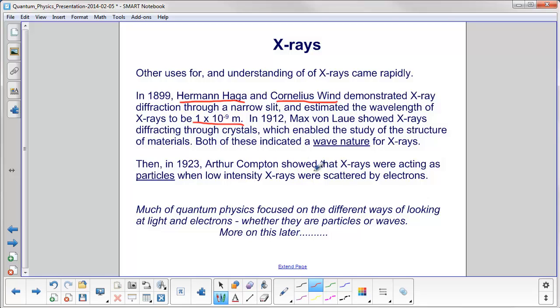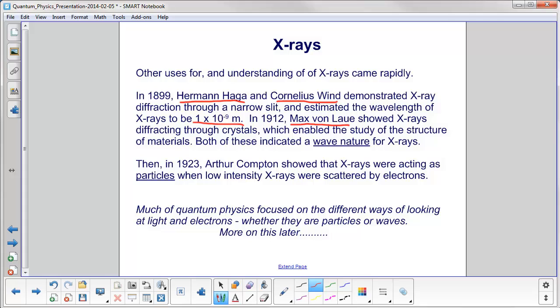In 1912, Max von Laue showed X-rays diffracting through crystals. That enabled the study of the structure of materials, so you could see what different element crystals looked like. Both of these indicated a wave nature for X-rays, which is what we've already spoken of.